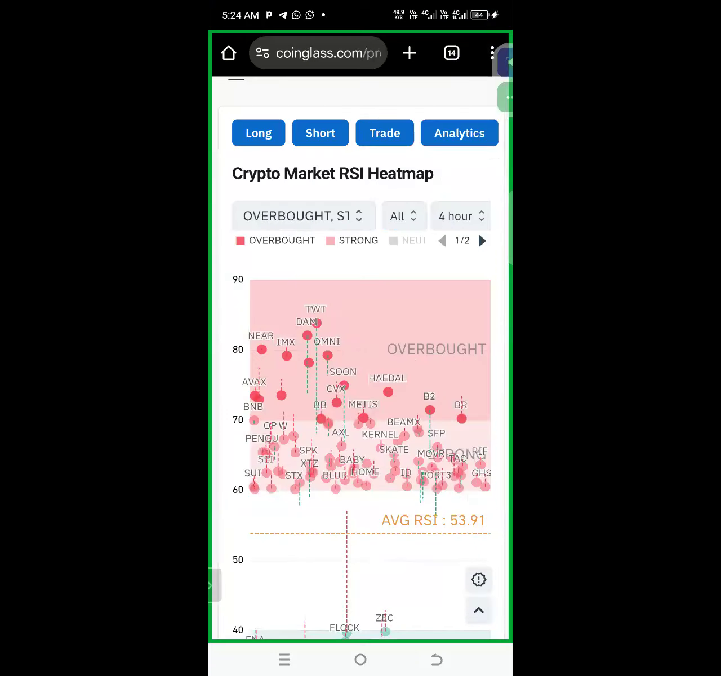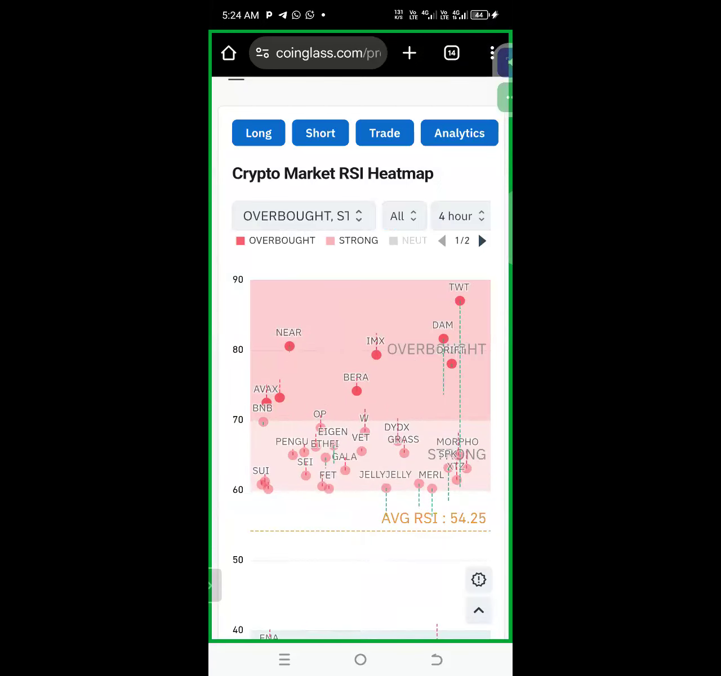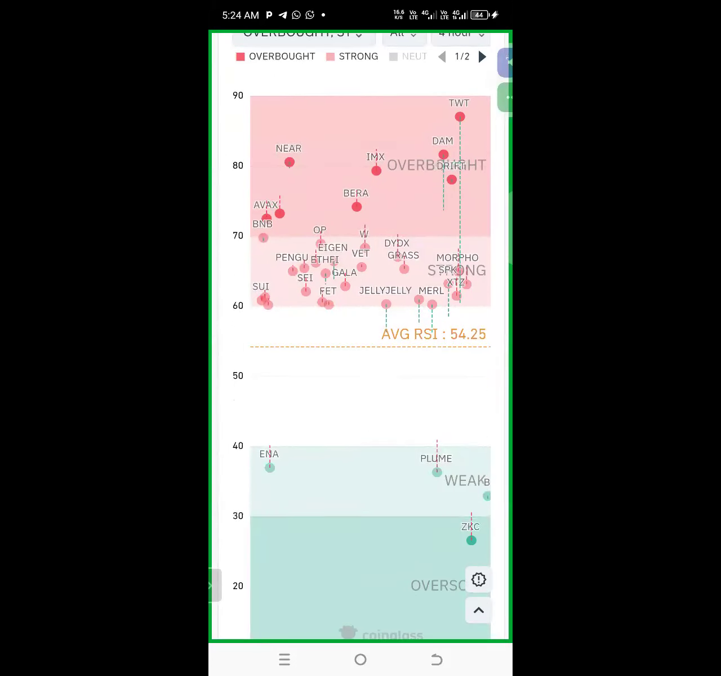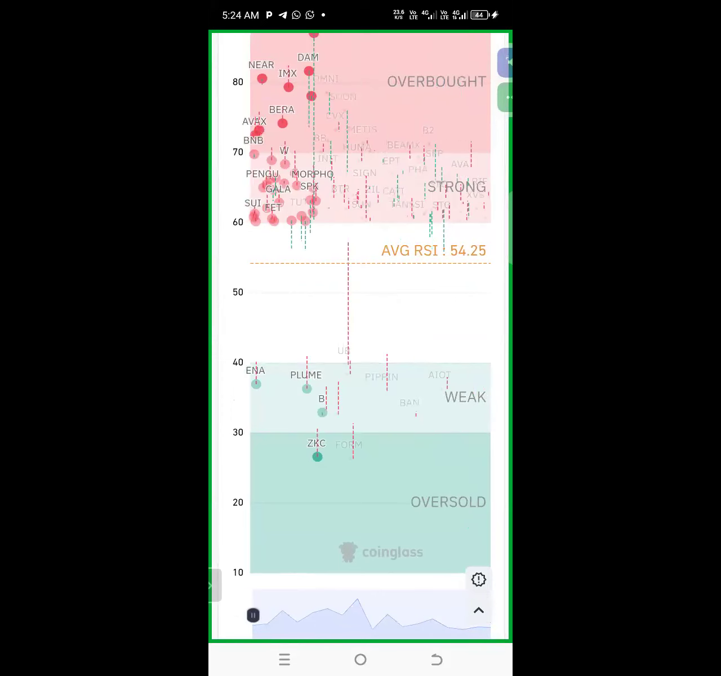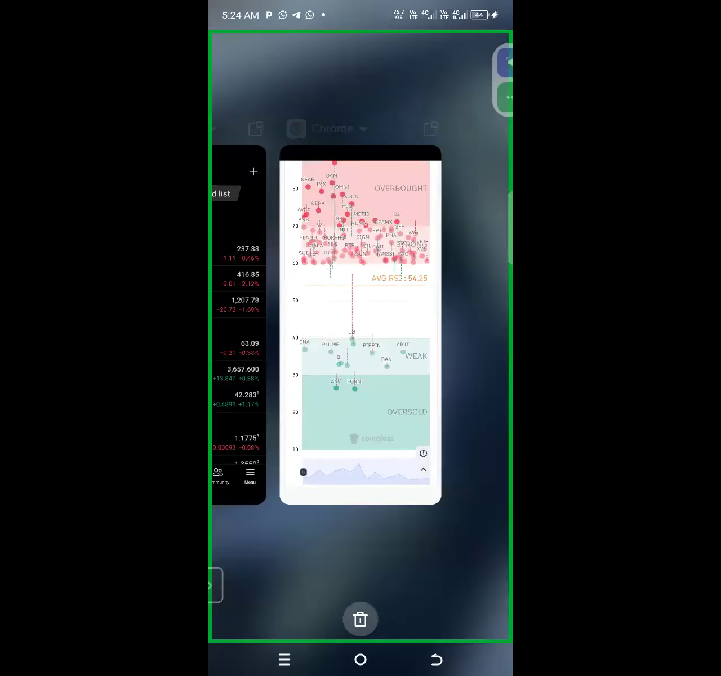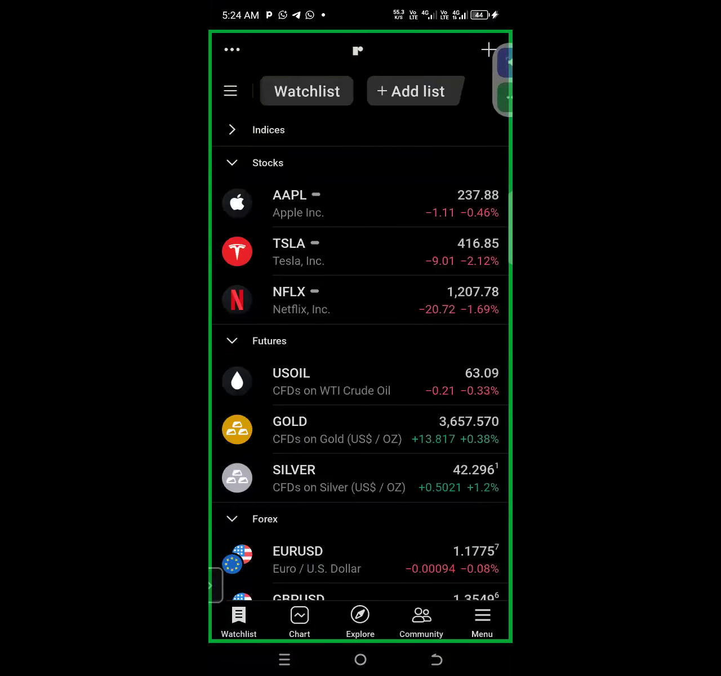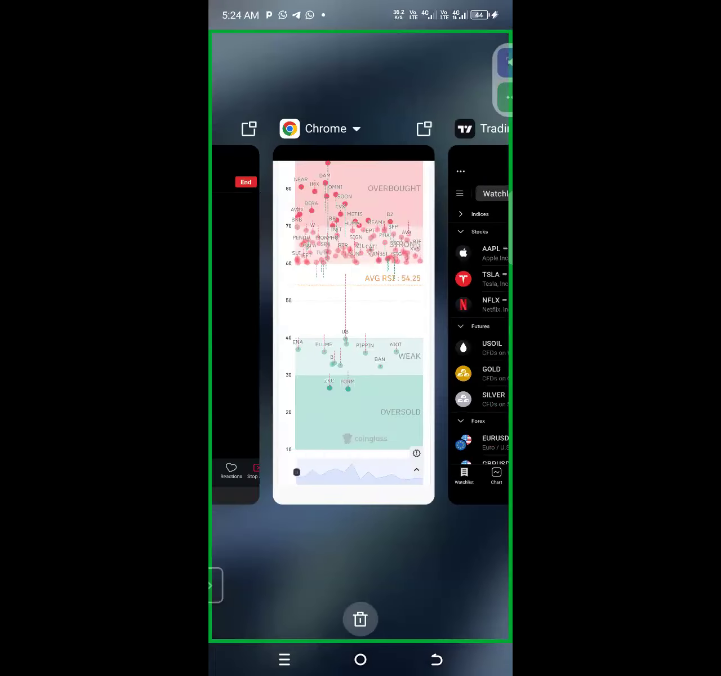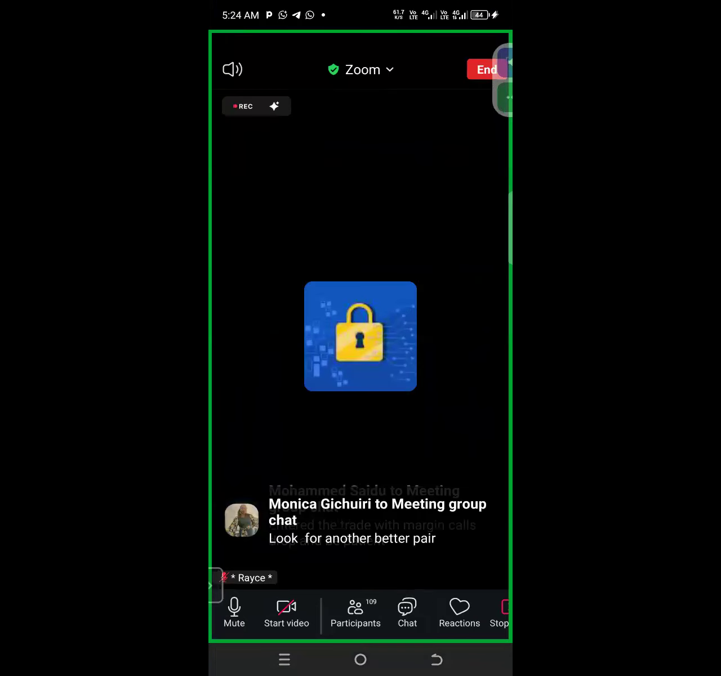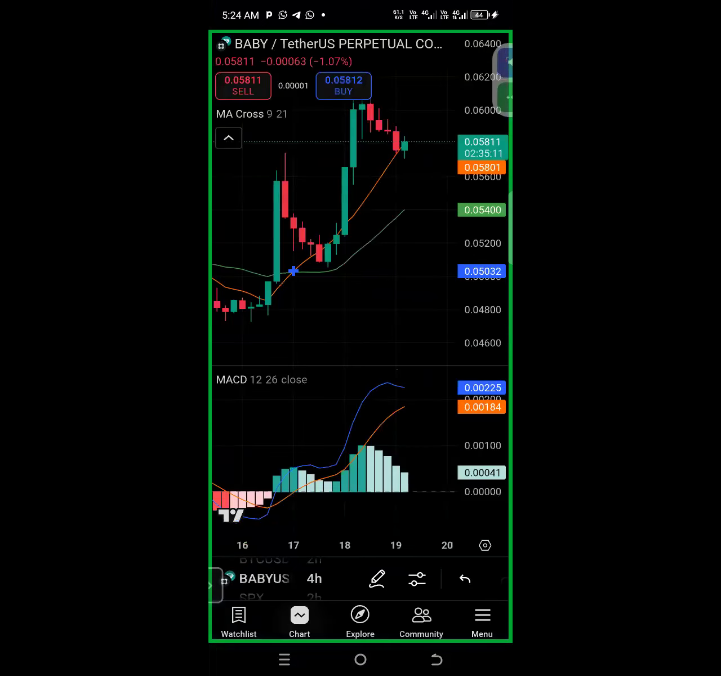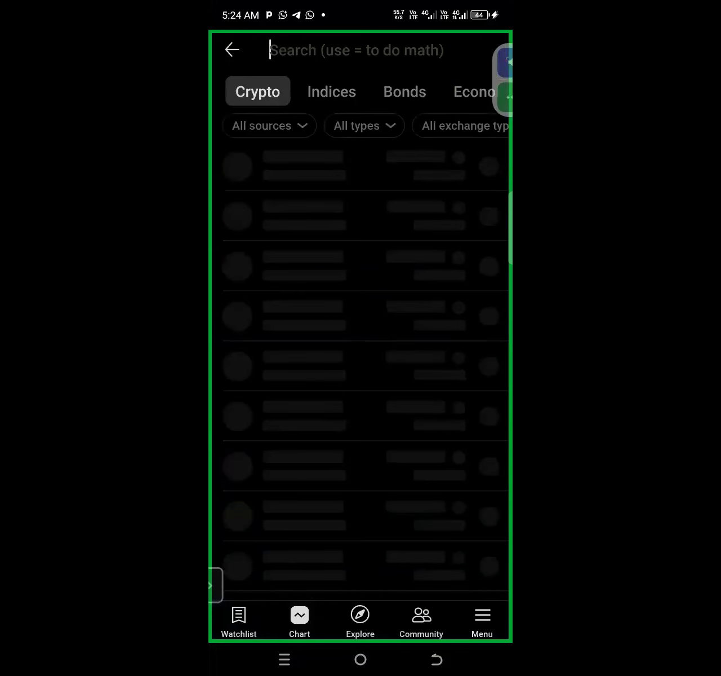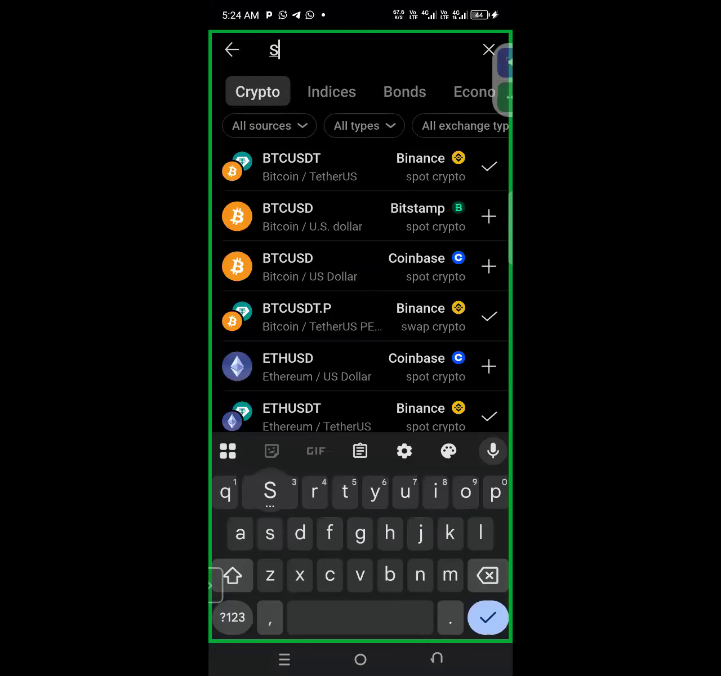Let's look at another asset on the CoinGlass. So, okay, now let's look at SEAL. Or what do you think? Let me see if you are there. Yeah, so let's look for another better pair. All right. So let's click on the chart. Let's get a new asset. Maybe SEAL.